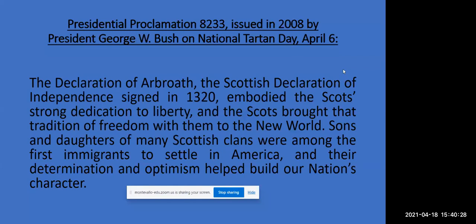And in his presidential proclamation 8233, issued in 2008, President George W. Bush noted on National Tartan Day, April the 6th: "The Declaration of Arbroath, the Scottish Declaration of Independence, signed in 1320, embodied the Scots' strong dedication to liberty, and the Scots brought that tradition of freedom with them to the New World. Sons and daughters of many Scottish clans were among the first immigrants to settle in America, and their determination and optimism helped build our nation's character."